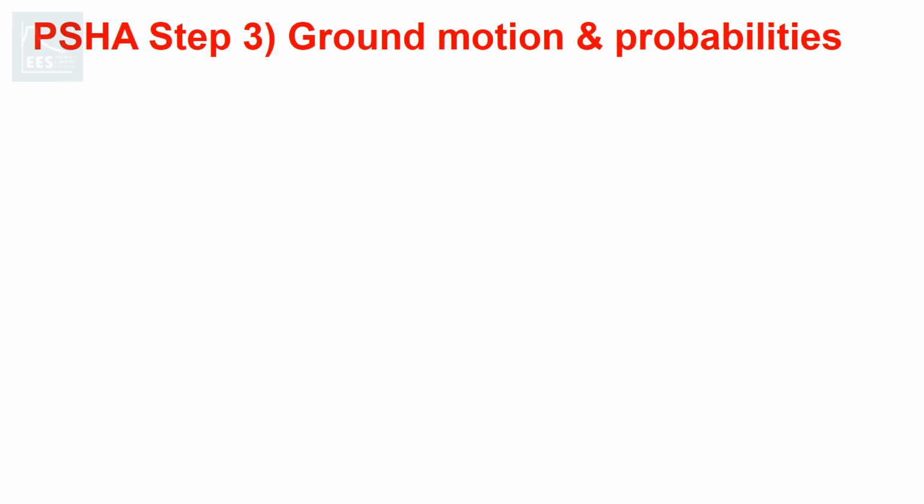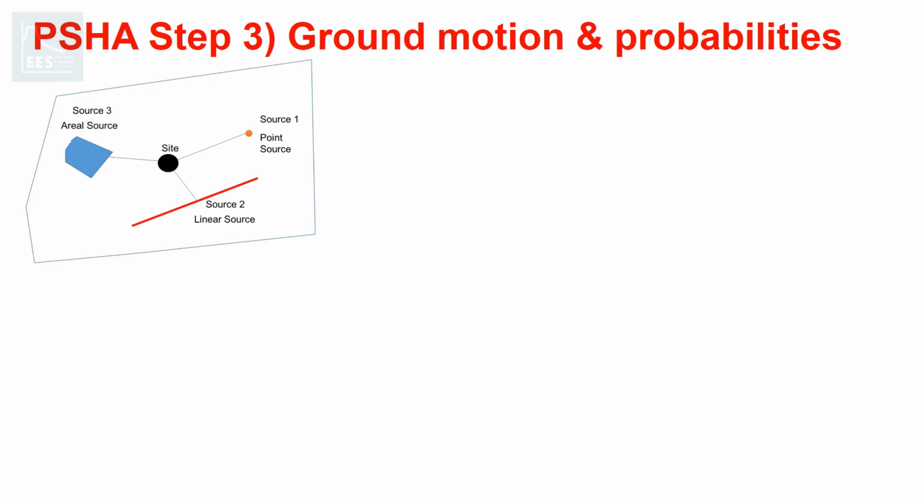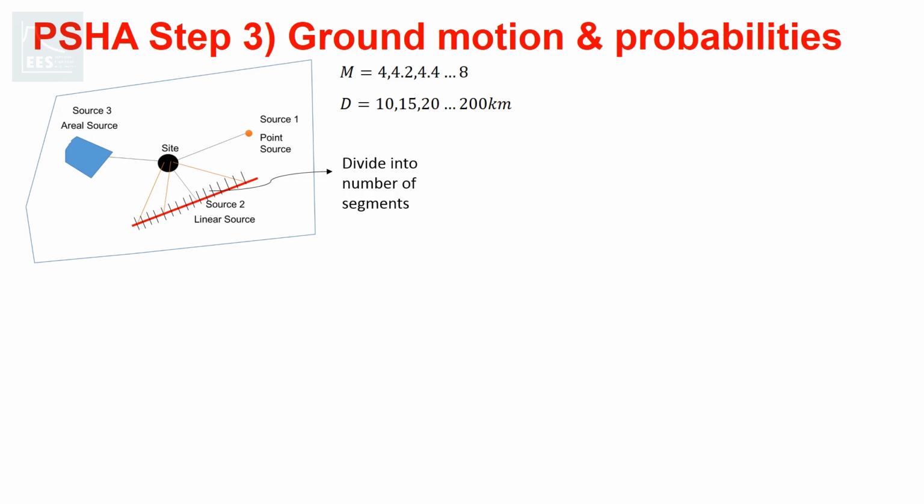Once we are done with establishing the recurrence relationships, or a-b values, for each of the sources, then it's time we play with the probability. Because earthquakes are random things in nature, if you want to express them quantitatively, then probability is the tool we need. Just like we considered an array of magnitudes, apply the same concept to the distance as well. For example, a linear source can be discretized into smaller segments and the distance from each segment to the site can be calculated. Let's say 10, 15, 20 up to 200 kilometers. Then compute the probabilities associated with the magnitudes and distance.